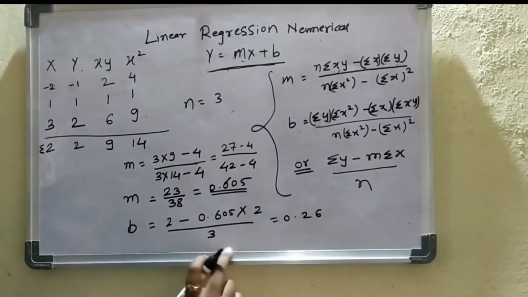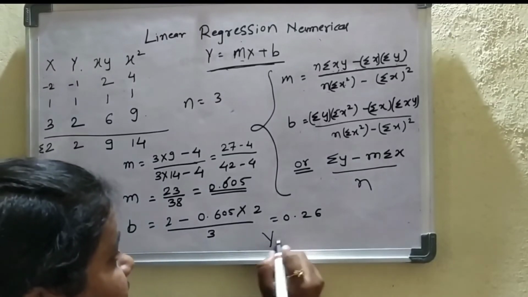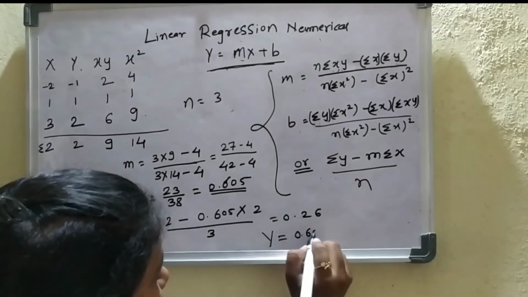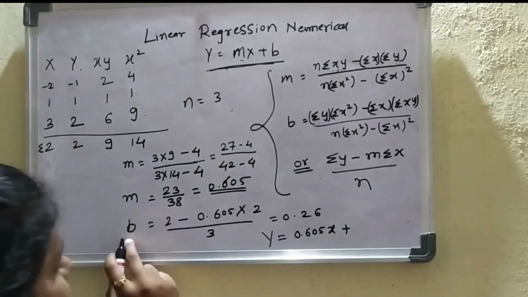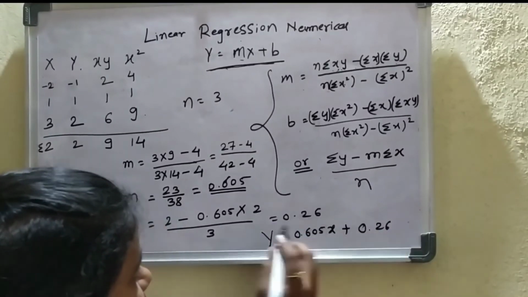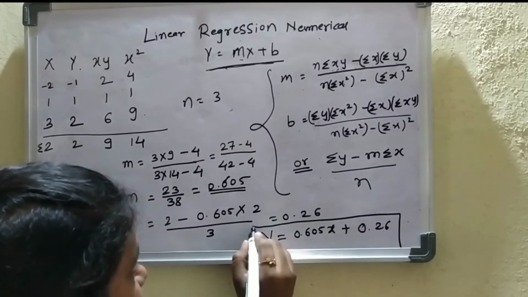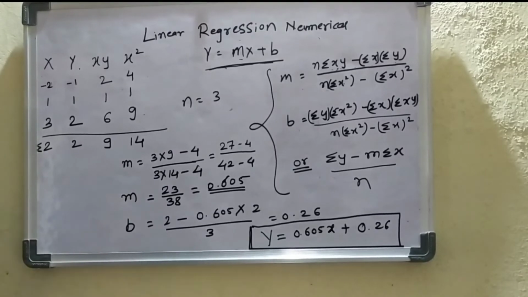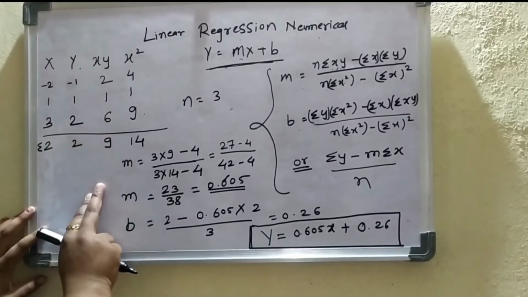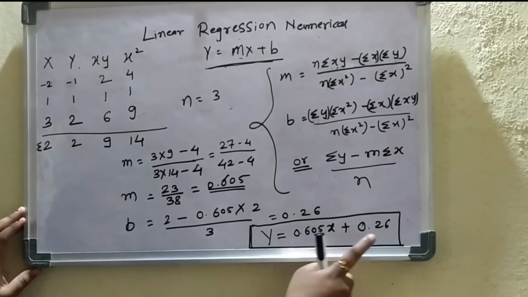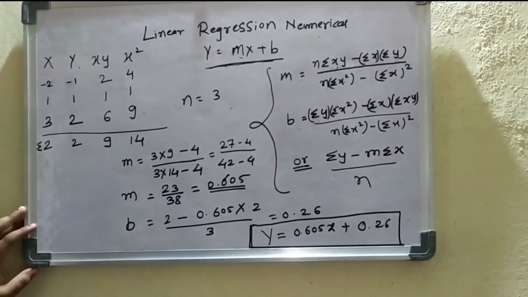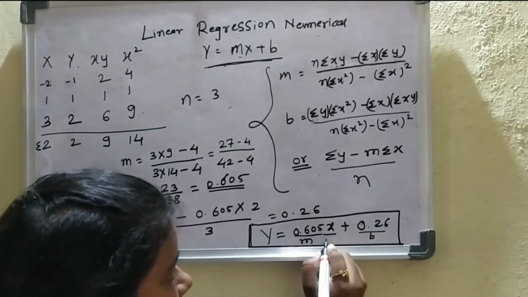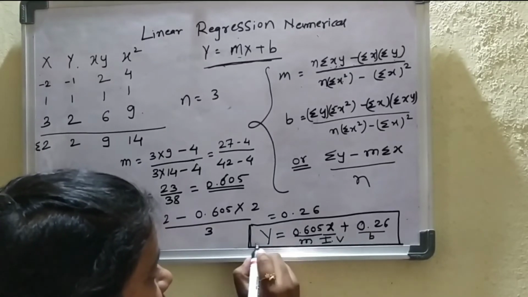So the equation is y equals mx plus b, where the value of m is 0.605 and the value of b is 0.26, so y equals 0.605x plus 0.26. This is the linear regression equation for the given set of values x and y. Whenever the points are given, we have to use the formula and calculate the values so that we can find the linear regression equation line. Here 0.26 denotes b, the intercept, whereas 0.605 is m, the slope of the line, and x is the independent variable, whereas y is the dependent variable.